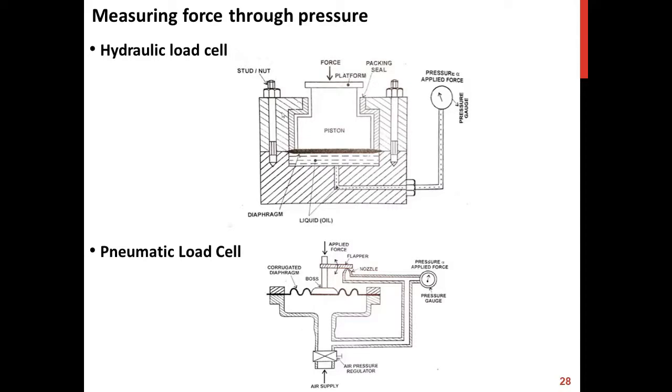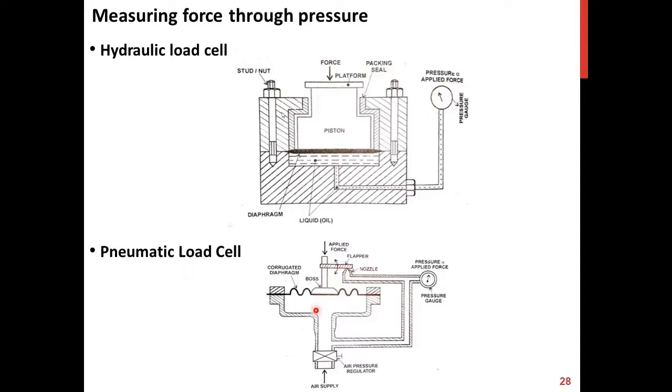Measuring force through pressure. There are two types: hydraulic load cell and pneumatic load cell. Here is the schematic of a hydraulic load cell. It consists of a piston, a fluid, and a pressure gauge. When a force is applied on the piston, it generates some pressure, which is indicated by the dial.